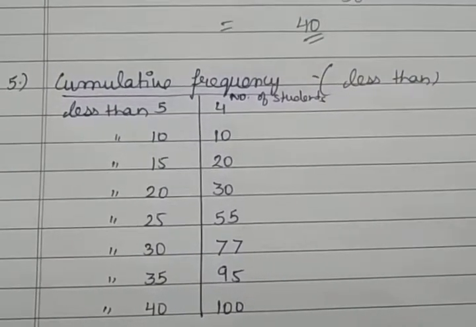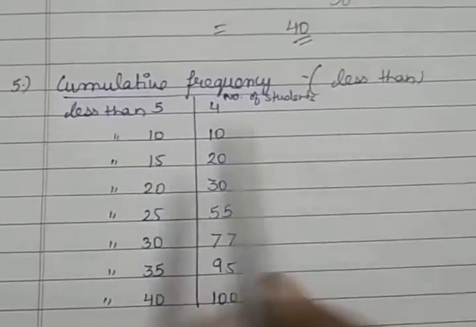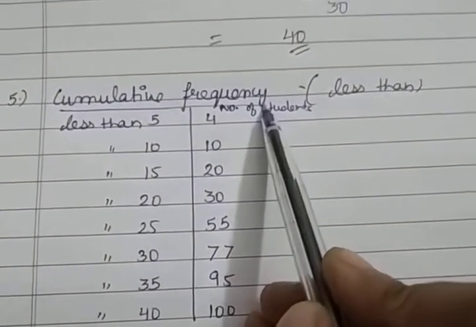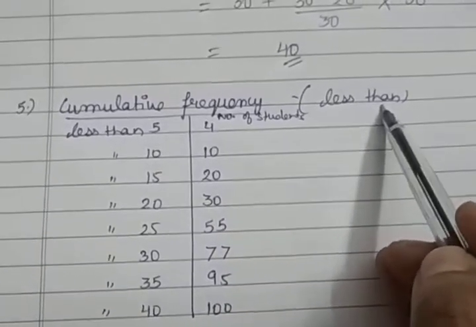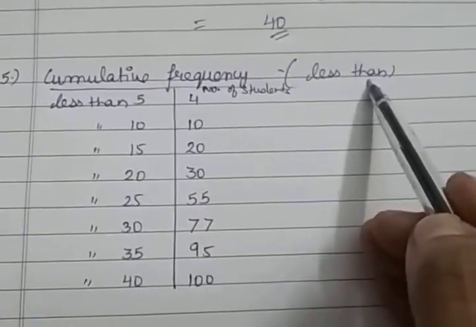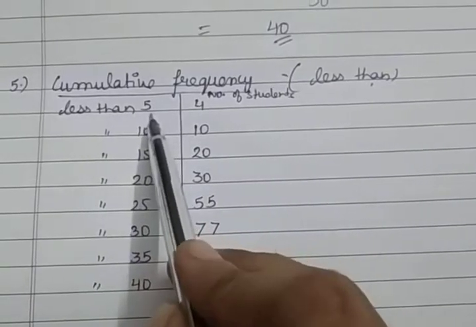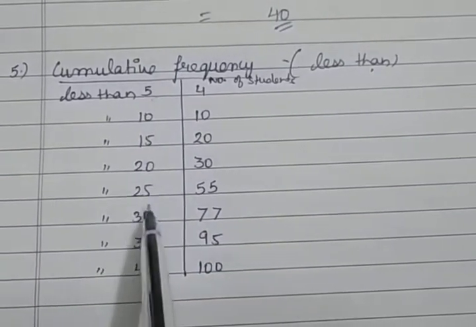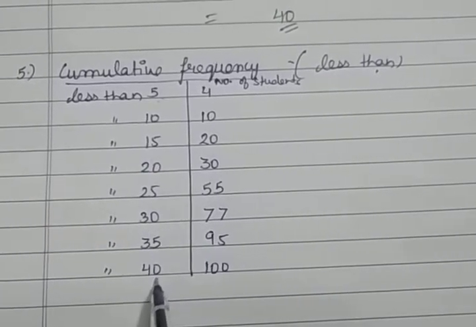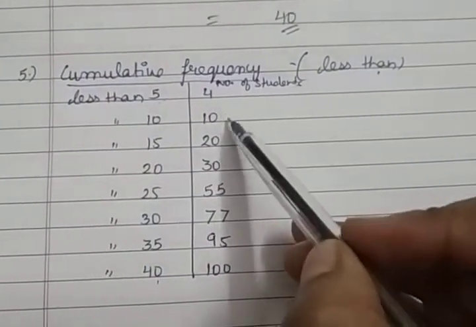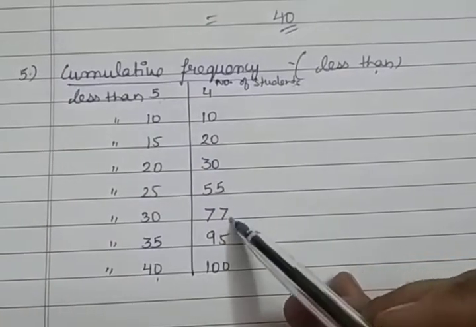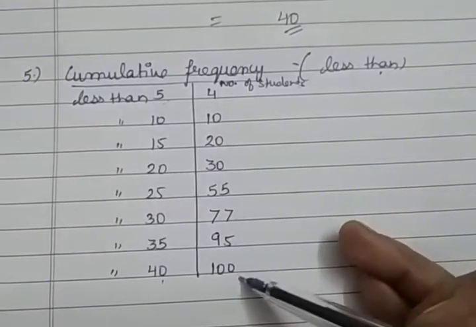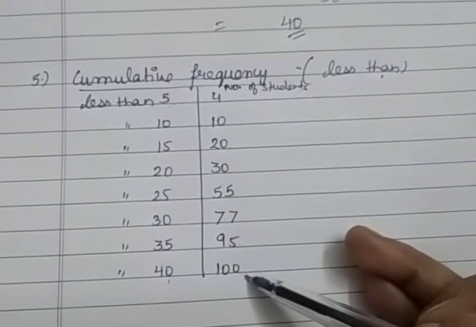Now the next special case which we are going to discuss, that is the cumulative frequency case. In the cumulative frequency, two cases we are going to discuss. First, less than, and second one is the more than. So now this is your question. The marks are given: less than 5, less than 10, less than 15, 20, 25, 30, 35 and 40. Number of the students: 4, 10, 20, 30, 55, 77, 95 and 100. Now you can see it is in the increasing order. That means CF is already given to us.